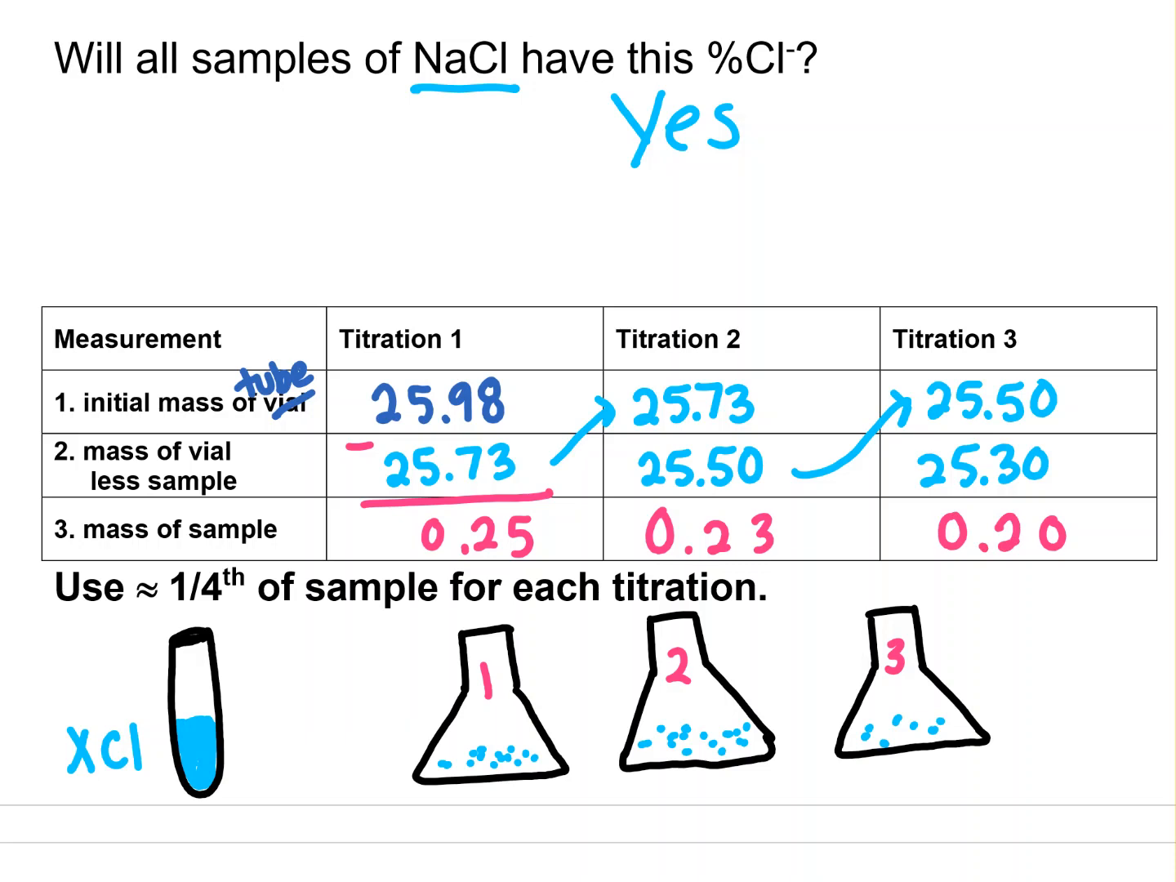And again, it doesn't matter that you have the same amount in each one. What matters is that you know that flask 1 has 0.25, so that when you do your calculations for flask 1, and the other thing is I'm going to expect, since my flask 1 has more sample, I'm going to expect it to take more of my silver nitrate solution to get to my endpoint.